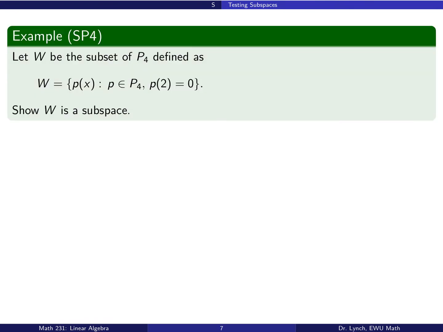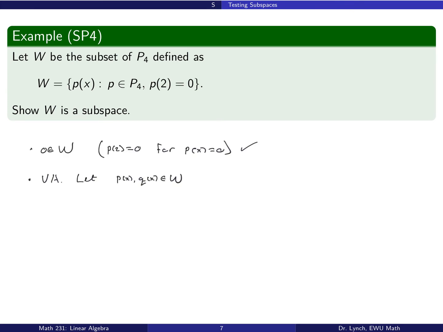So here's an example, and we'll go ahead and apply this theorem TSS, testing subsets, to show that this subset of P4 is a subspace. Okay, so first we'll show that it's non-empty. Certainly the 0 function is an element of the subset W, so W is non-empty.